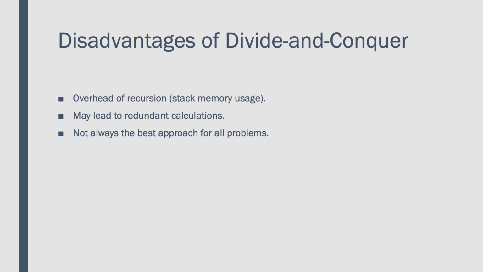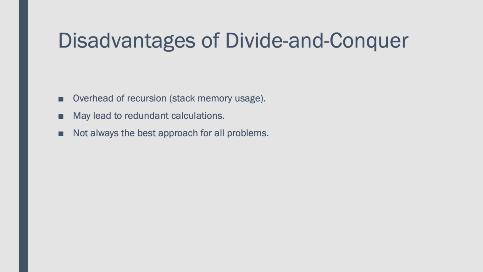Second is it may lead to redundant calculations. Some problems like computing Fibonacci numbers using a naive divide and conquer approach result in repeated calculations of the same subproblems. This inefficiency can be improved using techniques like memoization or dynamic programming.